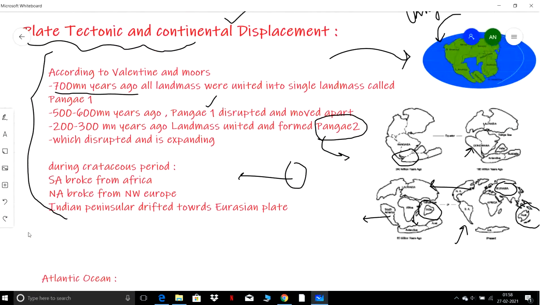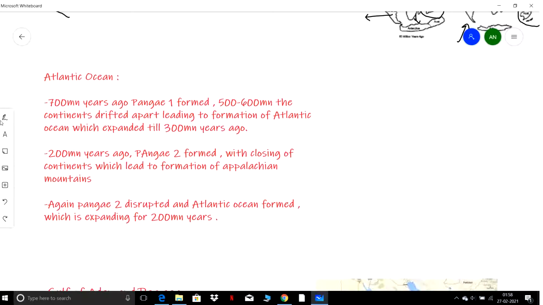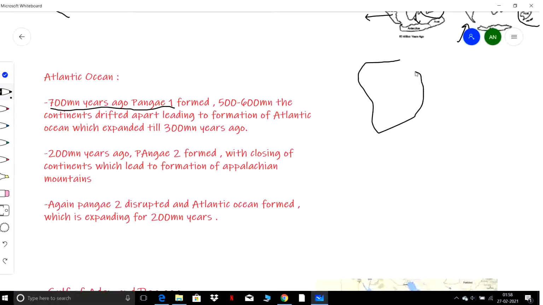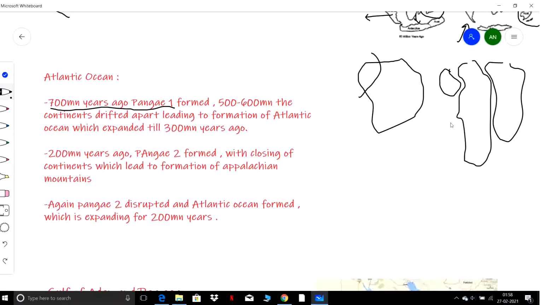Okay, now let's discuss various aspects, like how the Atlantic Ocean is formed, and other aspects of the current scenarios explained by plate tectonic theory. According to what we discussed above, 700 million years ago, Pangaea 1 was formed. Okay, suppose you consider this as Pangaea 1, the North American part drifted apart like this. As it drifted apart, this Atlantic Ocean was formed. South America drifted here. The North Atlantic Ocean, Labrador Sea and Atlantic Ocean were formed.